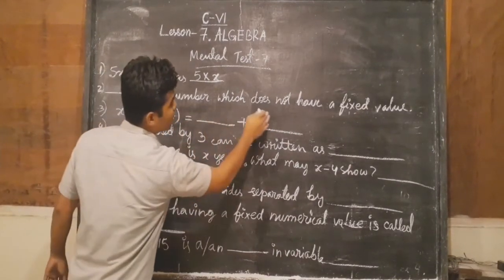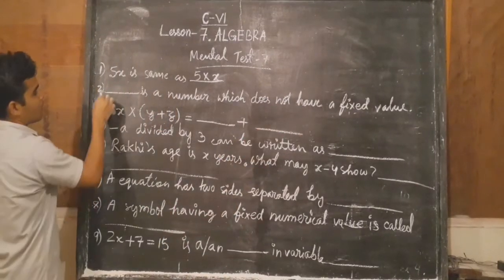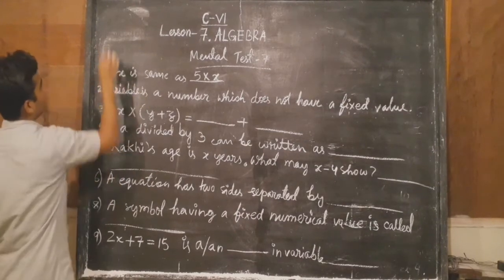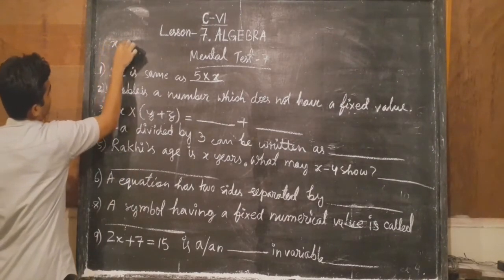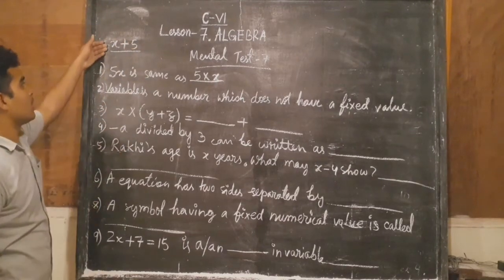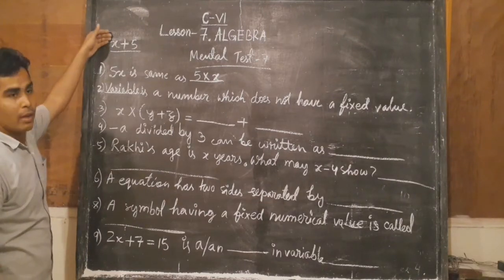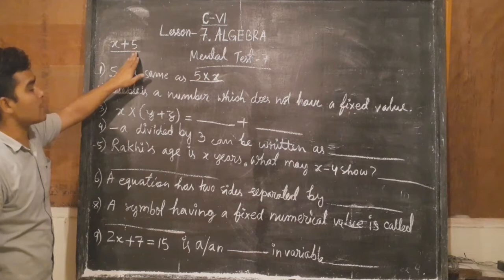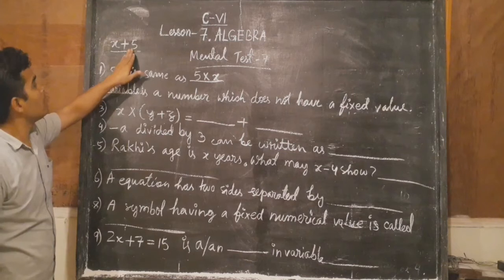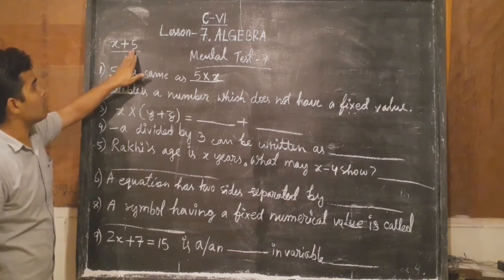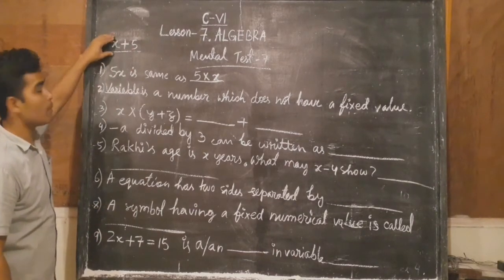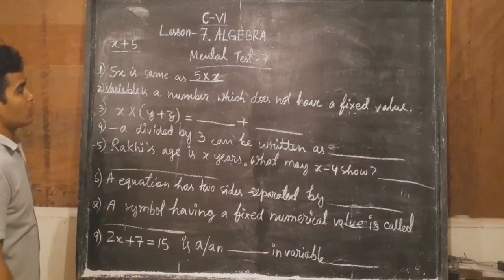There is a number which does not have a fixed value. Which does not have a fixed value? That is a variable. Any expression like x plus 5, x can be anything. So it does not have a fixed value. But this is called a constant, which has a fixed value, that is 5 itself. In this expression, you can see the number 5 will always remain the same. But x can be anything. So the variable's value is not always fixed.